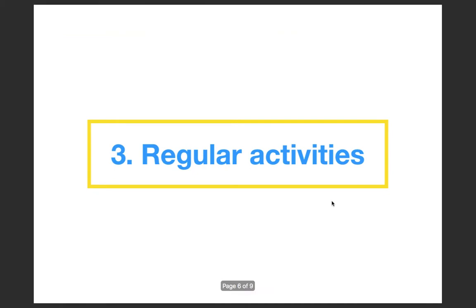Moving on, the third type is regular activity. If I do something regularly, I'm telling you there is a frequency implied here. For example, I go to school every day. I drink a cup of coffee every week. Okay, so these are something regular. There is a frequency indicated here.